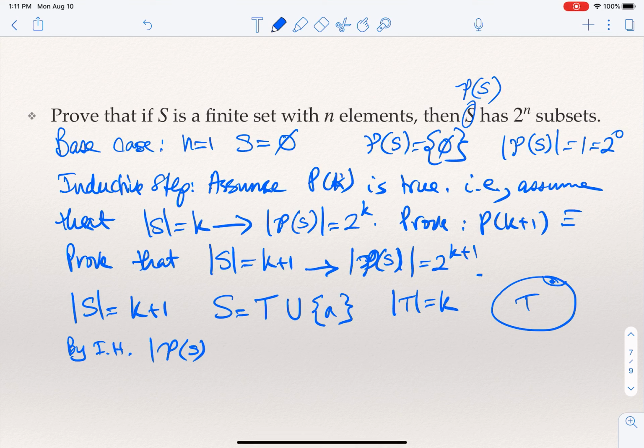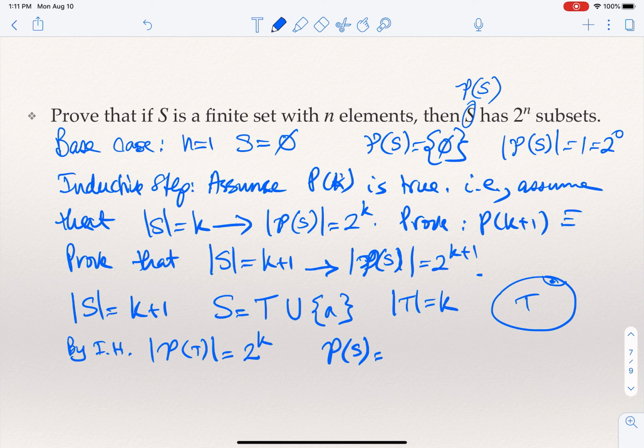Okay, by the inductive hypothesis, the cardinality of the power set of T is 2 to the k, right? Because the size of T is k, the inductive hypothesis applies to it. So the cardinality of the power set of T is 2 to the k. But now let's look at the power set of S. The power set of S is basically the set of all subsets of T, also plus the set of all subsets of T when we add the element A to them.